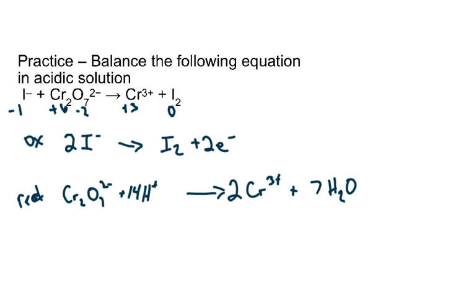On my product side, currently I am at a +6, so 2 times 3 is 6. On my reactant side, currently I'm at +14 minus 2 is a +12. And so I'm going to need to add 6 electrons to make it so that both sides are now at +6.